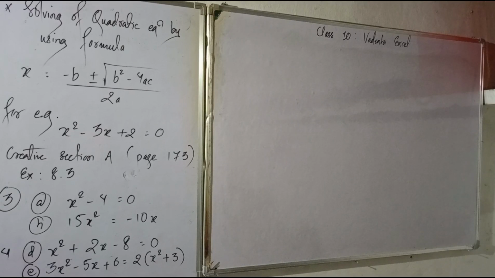This is solving quadratic equations by using the formula x equals minus b plus minus under root b squared minus 4ac divided by 2a. So we are going to solve the quadratic equations by using the direct formula. I think this will also be the most convenient for you students. I'll be doing some examples as shown on the board, for example x squared minus 3x plus 2. Let's go into that first of all.